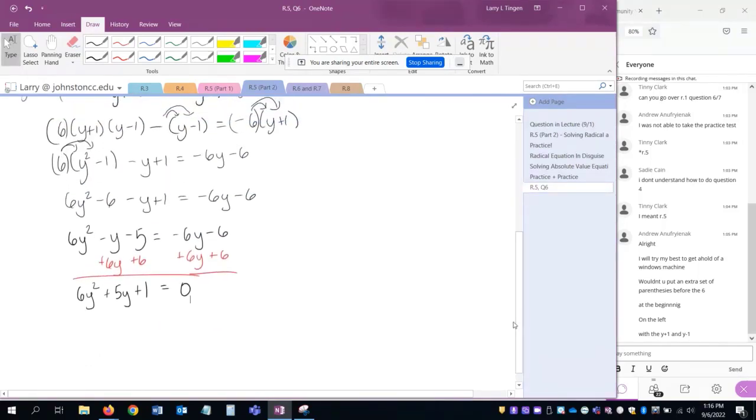Okay, so Tinny, this was yours. How would you like to solve this part? Did that get you to the part you can solve it, or do you want to keep going? Is there a way you want to do this part specifically?